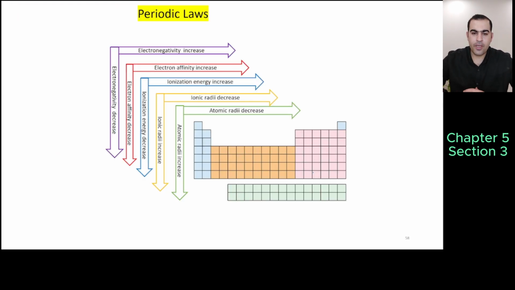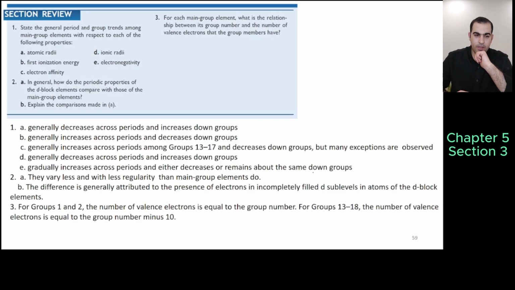The periodic laws. You can use that diagram, you can understand better. It's going to be useful. Look, ionic radii and atomic radii decrease across a period and increase down the group, but electron affinity, ionization energy, and electronegativity increase across a period and decrease down the group. Okay, this is the section review. That's it.